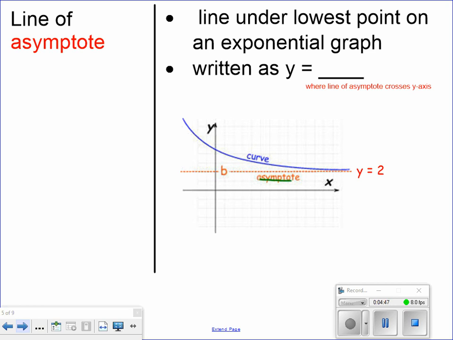Again, your line of asymptote and your axis of symmetry should be written as equations. Your axis of symmetry is an x equals equation. Your line of asymptote is a y equals equation. You should not just be stating numbers there.